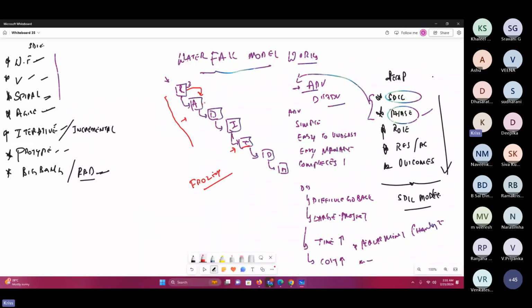Now I came to the analysis, I came to the design, and I came to the implementation. But if suddenly I wanted to make any requirement change, this is not allowed. Why? Because I crossed requirements, analysis, design, implementation, and in testing, if I get any new requirements in any of these phases, this is not at all entertained.